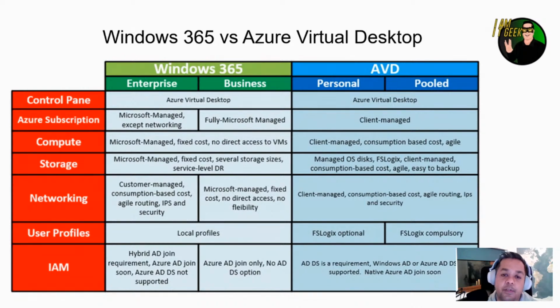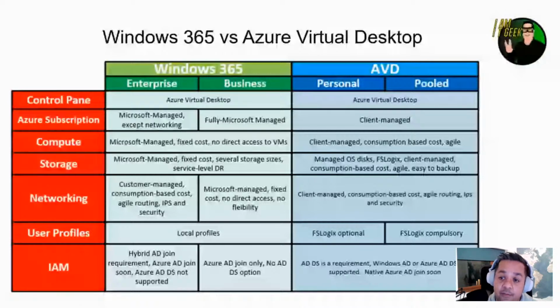Networking. So enterprise, customer managed, consumption-based costs. No one's asked me about egress yet, which is a thank God. But from an egress networking perspective, the same rules apply as they would for any Azure infrastructure as a service. You still have those same sort of egress and ingress costs. You don't get away from those. Agile routing, you have protection services, and you still have that security with the enterprise model.